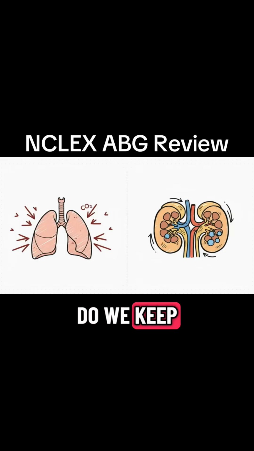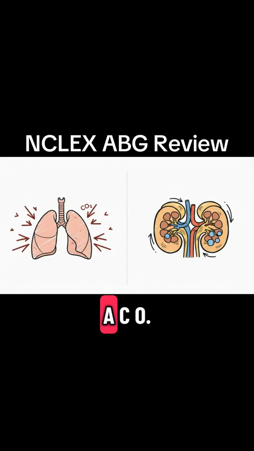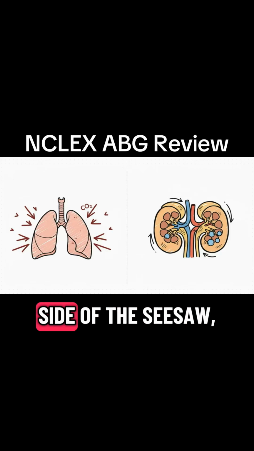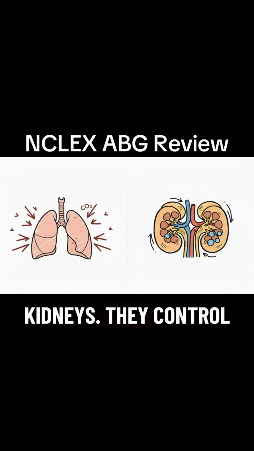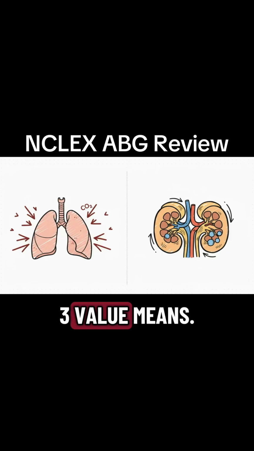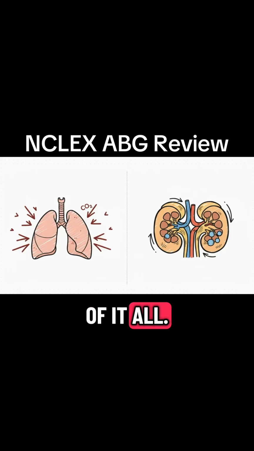Okay, so how do we keep these straight? It's actually pretty simple. Think of it like a seesaw. On one side, you have the lungs, and they control PaCO2. PaCO2 is basically an acid. So if you see a weird PaCO2 value, your brain should immediately scream respiratory. On the other side of the seesaw, we've got the kidneys. They control HCO3, which is our base. So a weird HCO3 value means, you guessed it, metabolic. Lungs control the acid, kidneys control the base. That's the core of it all.